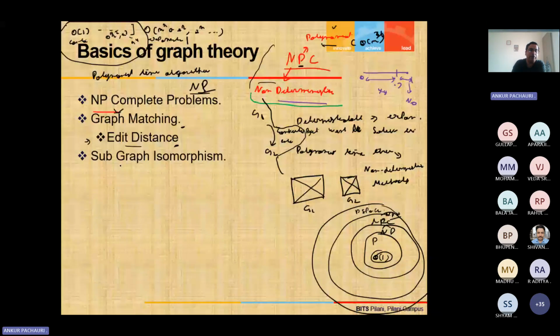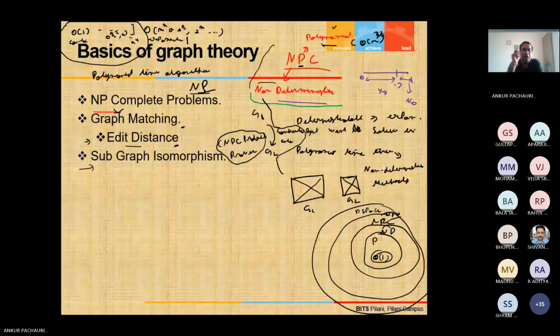Subgraph isomorphism I have already explained. This is proven to be an NP complete problem. NPC problem. Proven. Okay, now, again a question. How can you prove that a particular problem is proven to be NP complete?